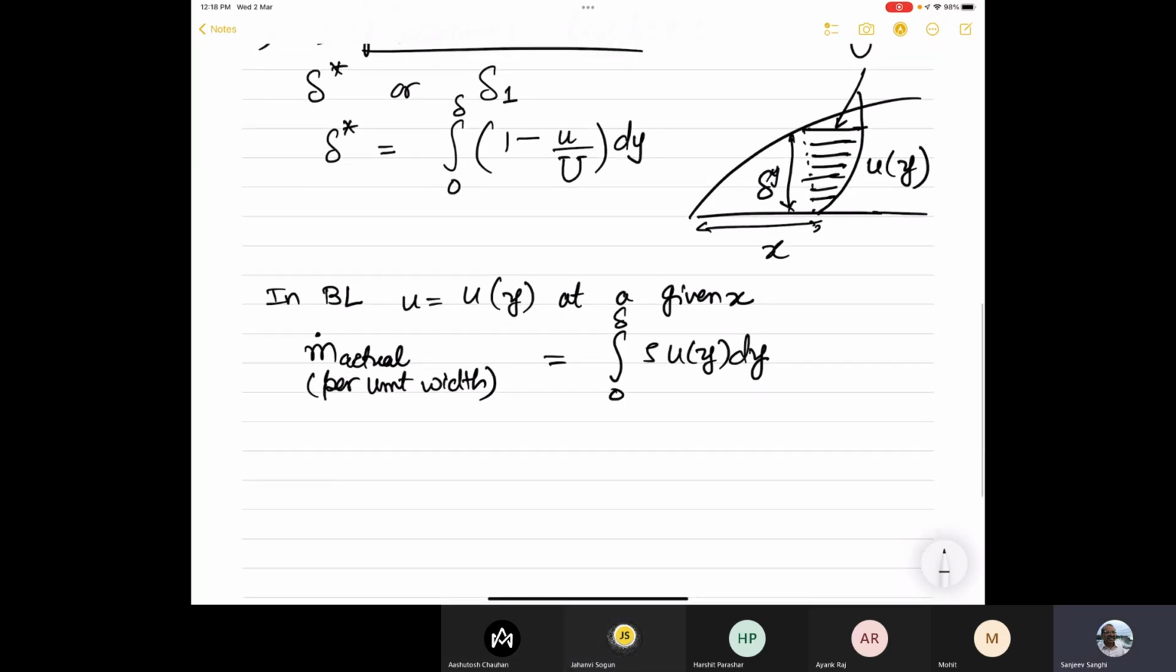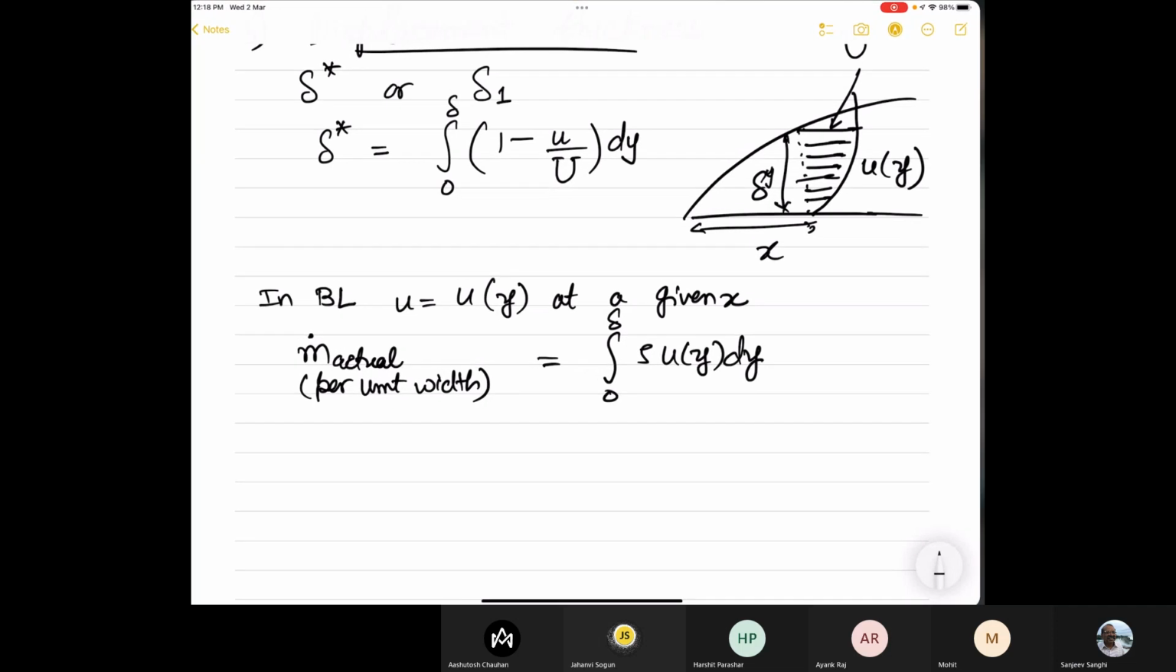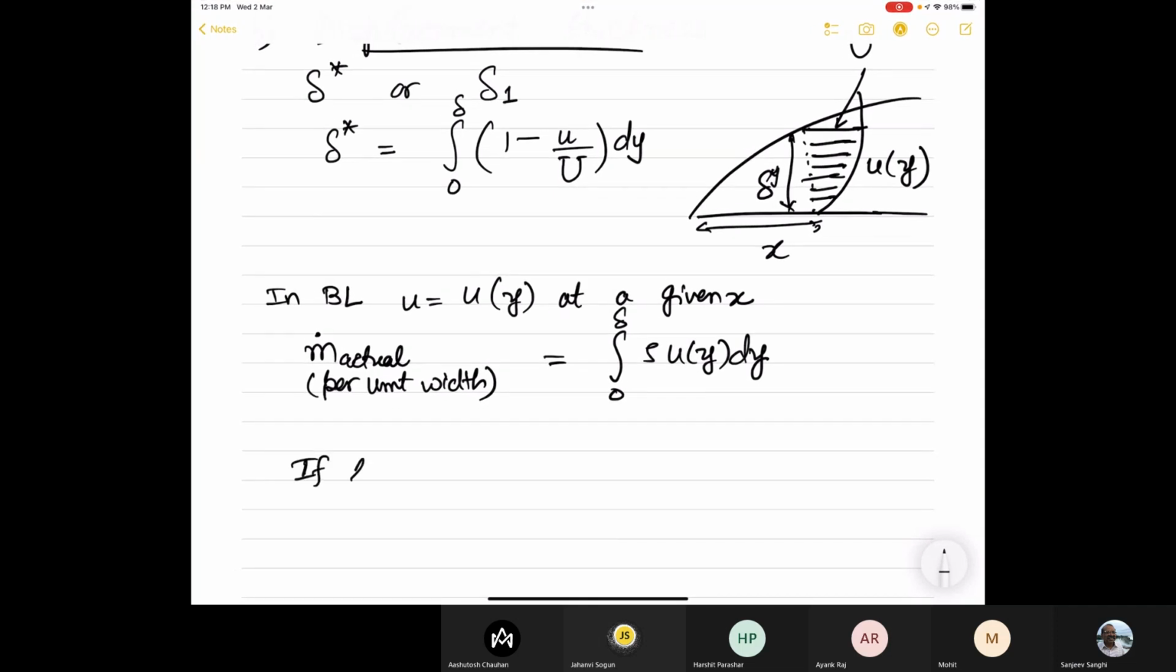Okay. Now, if there was no boundary layer, then m dot, and I call it the ideal flow because there is no boundary layer. What would be the mass flow rate per unit width if there was no boundary layer?